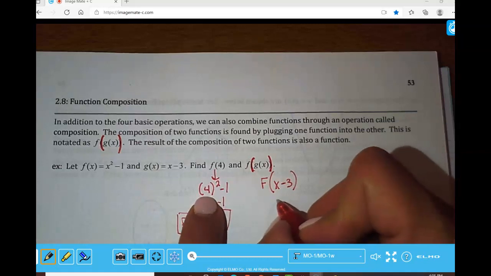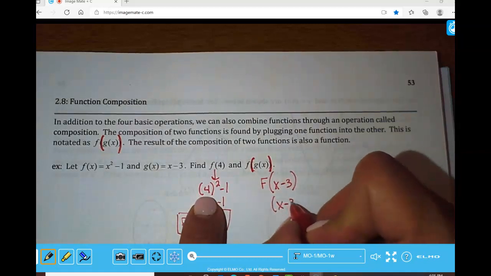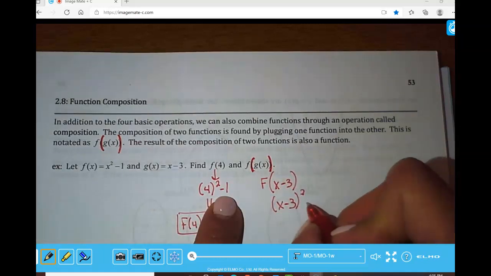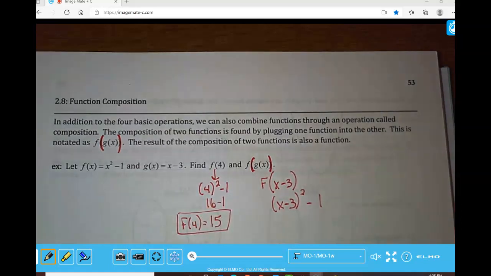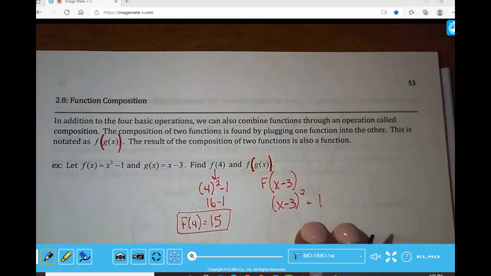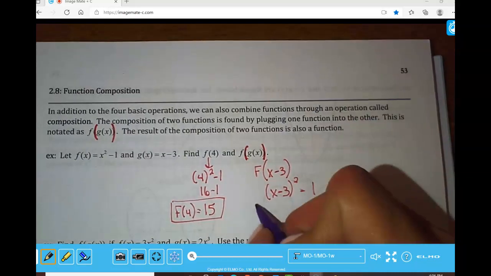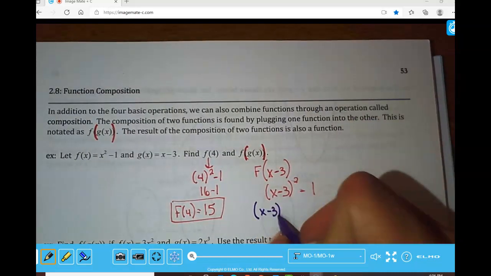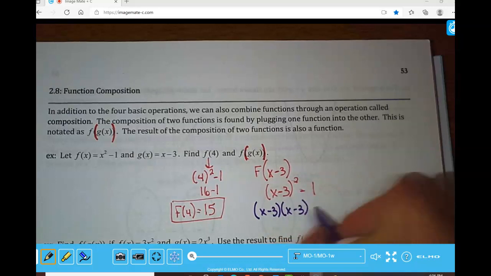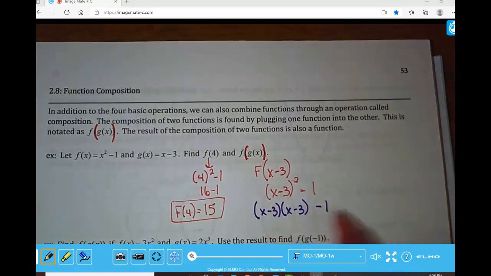So instead of 4 being squared, it's going to be x minus 3 being squared, and then subtract 1. And now, technically, going back to our earlier chapters, this is vertex form. We're turning it into standard form. Just realize that that squared means there's 2 of those. And then this is what I called the neighbors meet the neighbors.